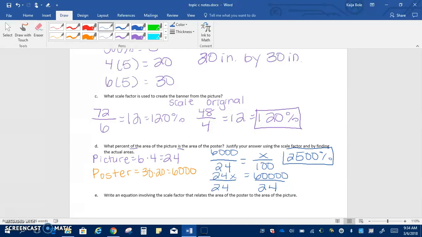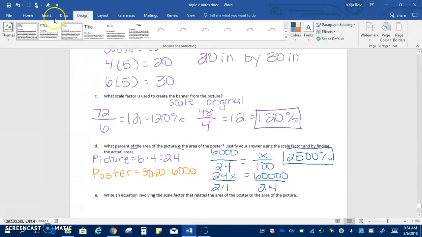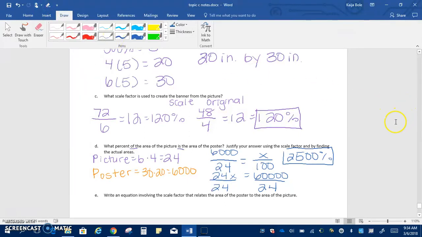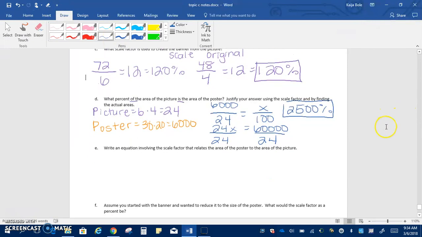Alright. E says to write an equation involving the scale factor that relates to the area of the poster and the area of the picture. So that's kind of what we just did. So we know that it was 2,500%. So our equation would be y equals 25x, right? We change that to a decimal, which would just be 25.